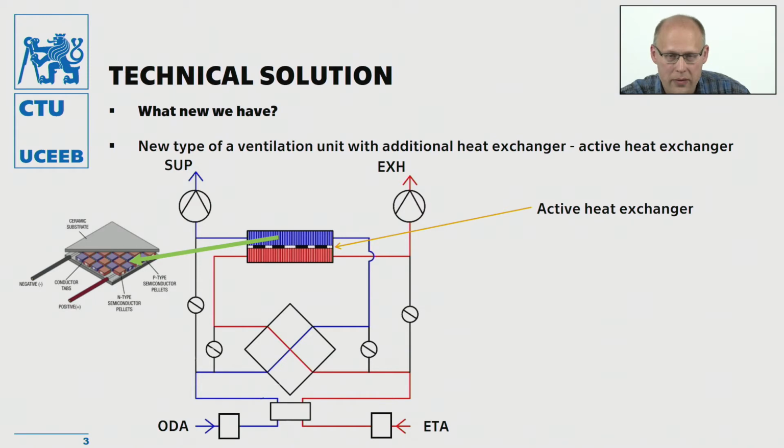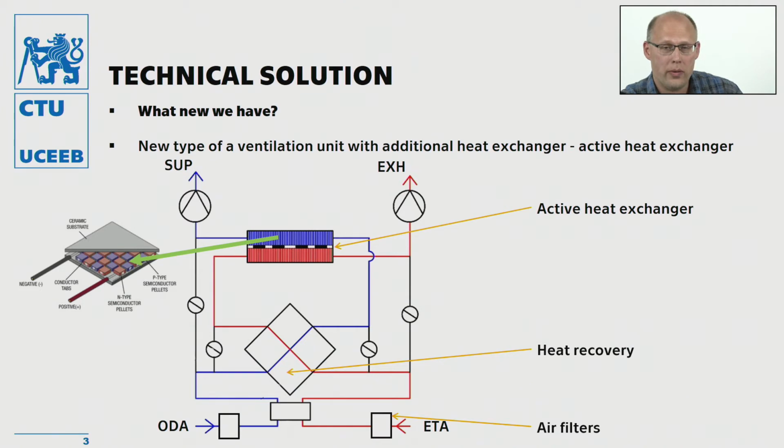So this active heat exchanger, which I will present a bit more later, is in the ventilation unit together with typical components such as the heat recovery heat exchanger and air filters, which we need for refreshing outside air as well as extracted air which goes back into the ventilation unit. In most cases a preheating module is also necessary, and at this point we are thinking also about application of thermoelectric modules in preheating as well. It is just an idea.